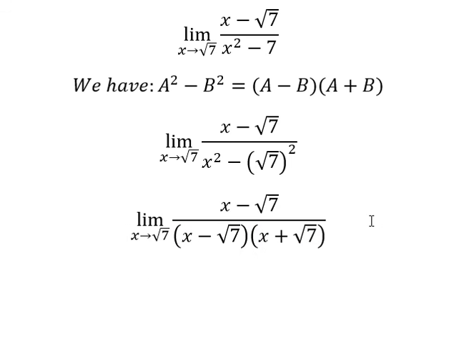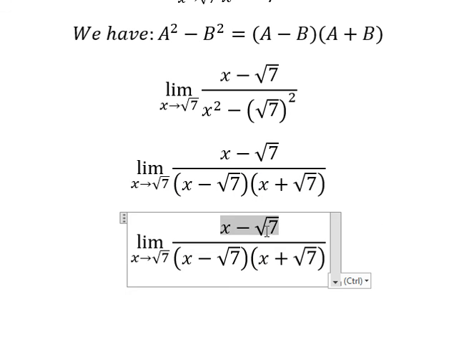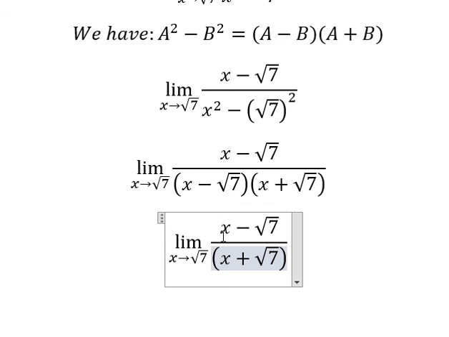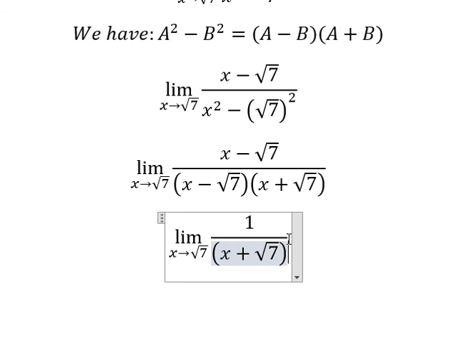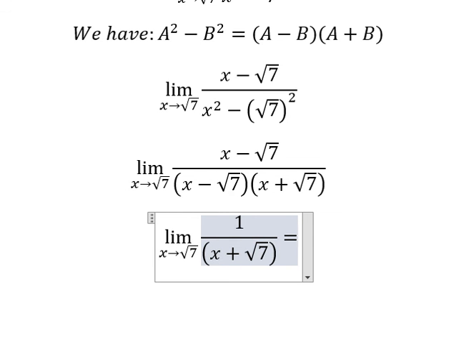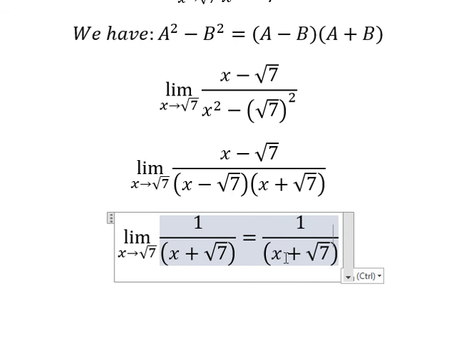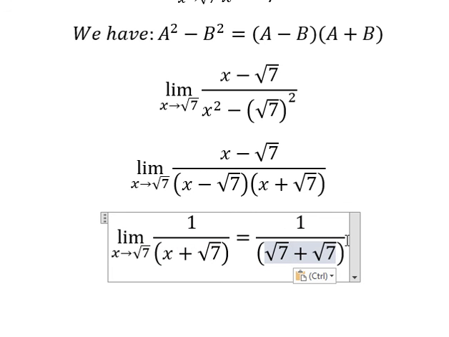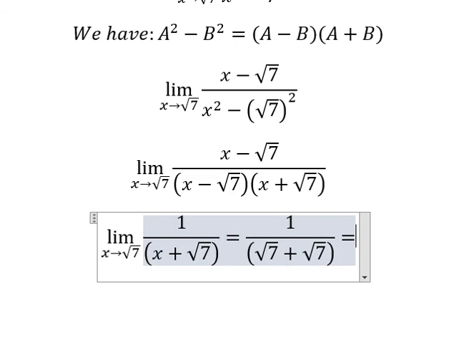Now, we need to simplify the numerator and denominator. And now, we can cancel the square root of 7 here, and we have the final answer.